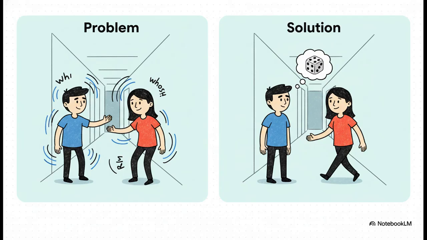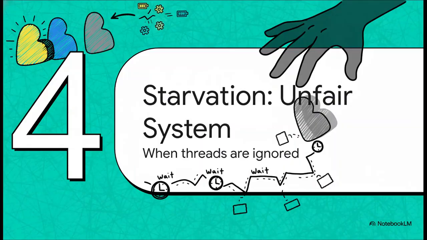So how do you break out of this frantic dance? Well, you have to introduce a little bit of chaos, a little randomness. So instead of having your threads immediately retry an action, you make them wait for a small, random amount of time. That little bit of unpredictability is usually enough to break the symmetry, so one thread can finally get through and make some progress.